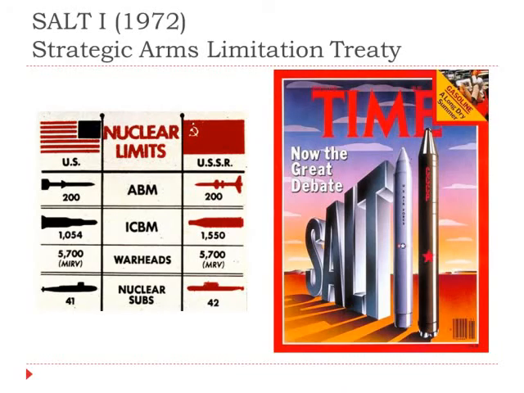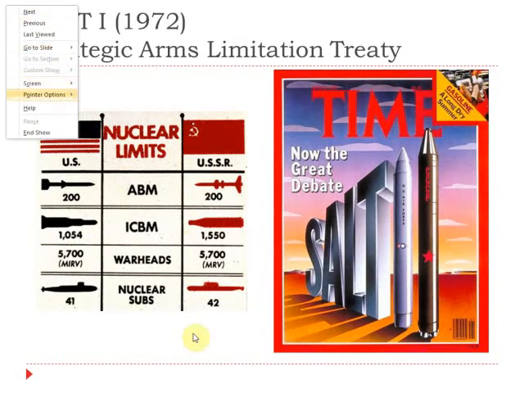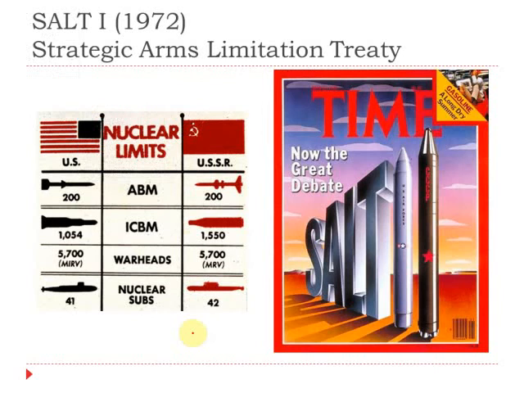One way we did that was through SALT I, or the Strategic Arms Limitation Treaty. And the basic idea of SALT I was to do what, Ryan? What is the basic idea of SALT I? Reduce nuclear weapons, reduce nuclear arms is the basic idea. So if you look at this graph or chart here, folks, pretty simple. The agreements of SALT I were that we would reduce our ABM.